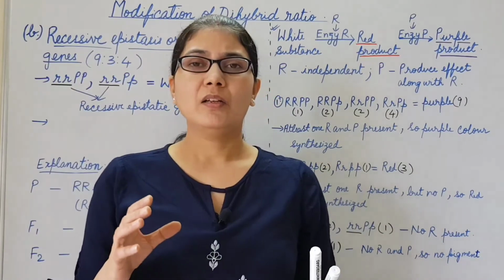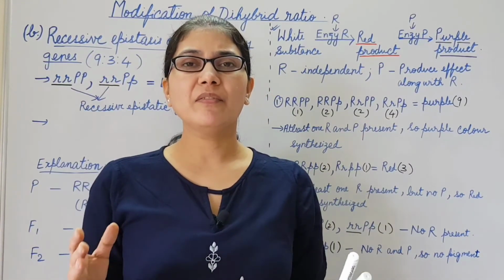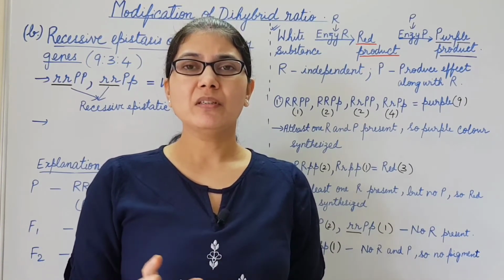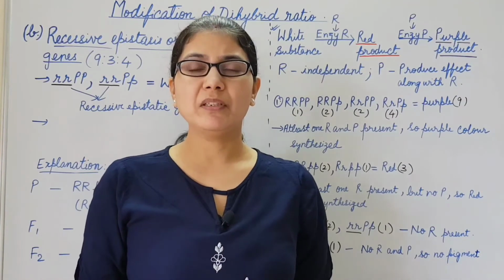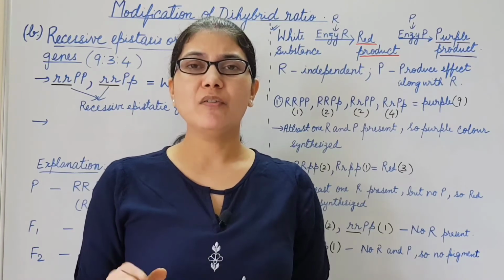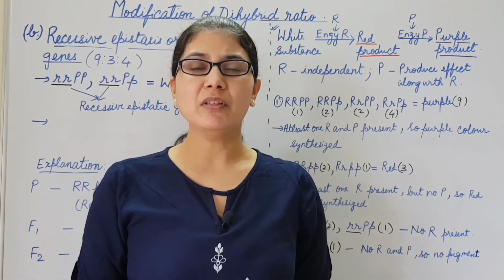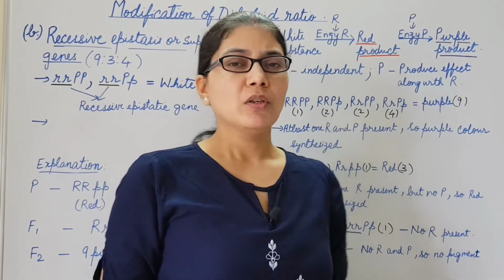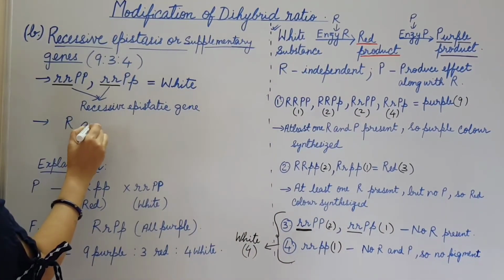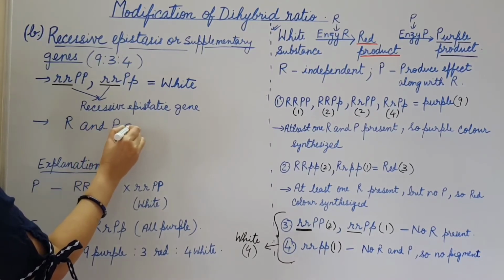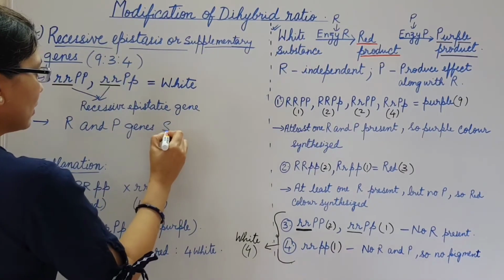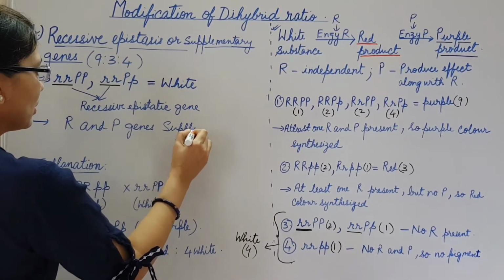Also, dominant R gene expresses itself independently, but dominant P gene does not express itself independently; it requires the presence of the R gene for its phenotypic expression, that is the purple color. Hence, R and P genes are known as supplementary genes.